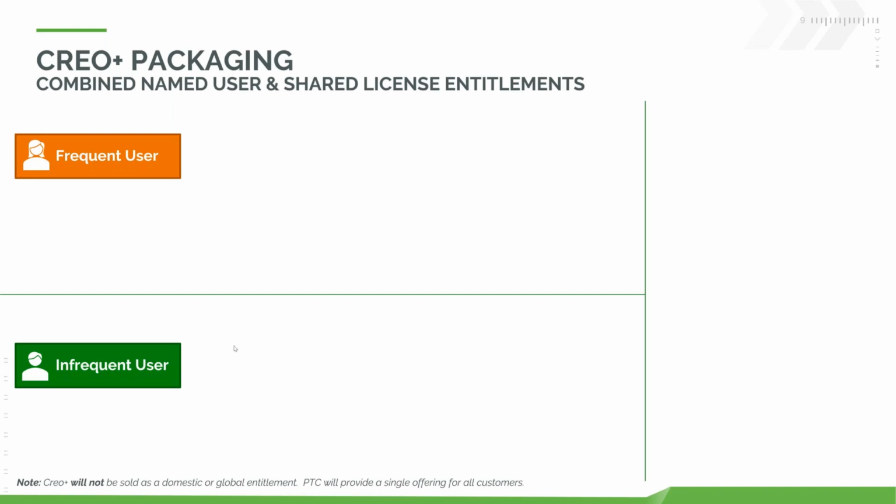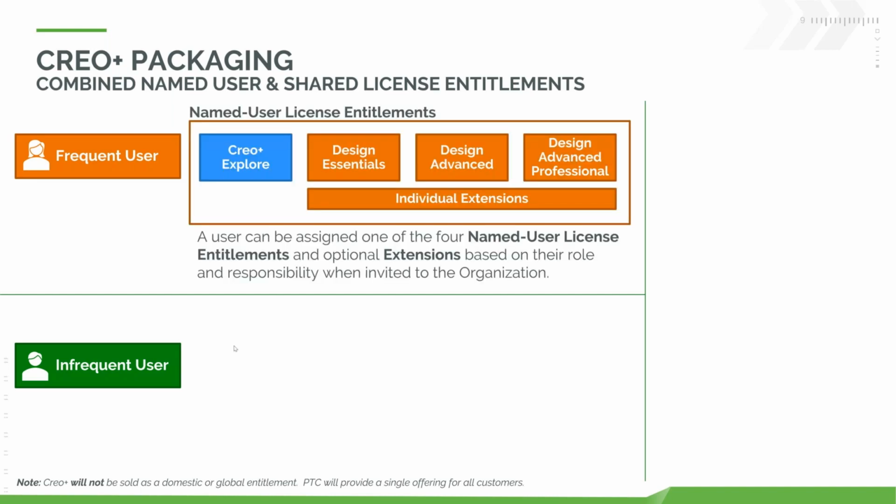And if I expand from a frequent user perspective, we're now introducing named user license entitlements. And we talk about them as Design Essentials, Design Advanced, Design Advanced Professional. Again, same license configuration as used on-prem, which you're using, frankly, today. But what we're doing now is introducing them as named user entitlements for the frequent user. We also have a set of individual extensions that are named user extensions.